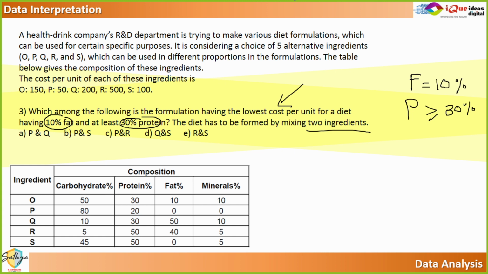Okay. So my first requirement is that it must be the lowest cost. Now look, among all, R is expensive, 500. So the first thing to do is, any option which contains R technically cannot be my answer. Anything with R in it will be very expensive. So lowest cost can't be possible with R in it. Right? Now, once I have eliminated R, it says it should have 10% fat.